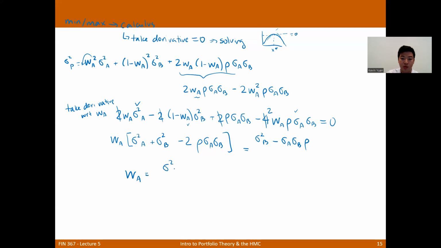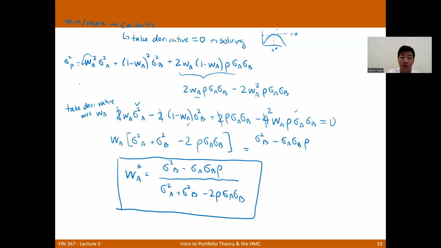WA is sigma squared B minus sigma A sigma B rho, divided by this expression, sigma squared A plus sigma squared B minus 2 rho sigma A sigma B. Okay, so this now is my optimal level of weights so as to minimize, again, the portfolio's variance. Of course, you compute sigma squared B and all these terms, and that would give you the optimal weights in stock A. So you plug all these numbers in and you would get the solution.